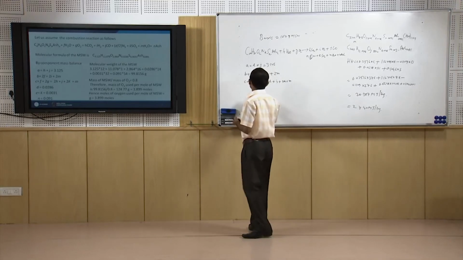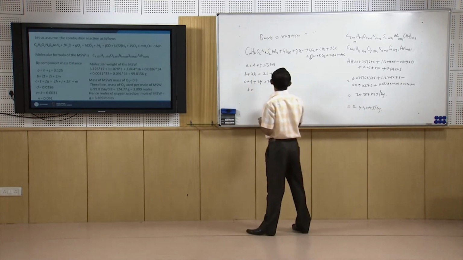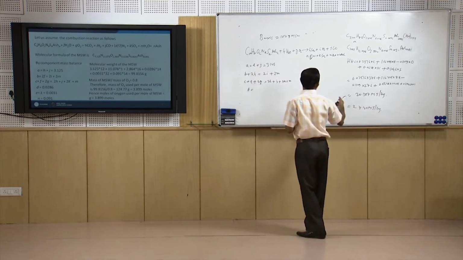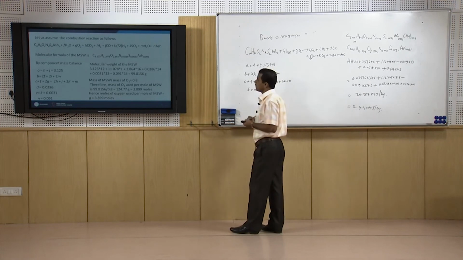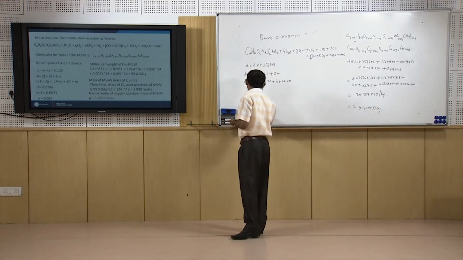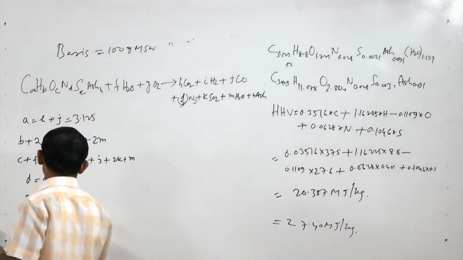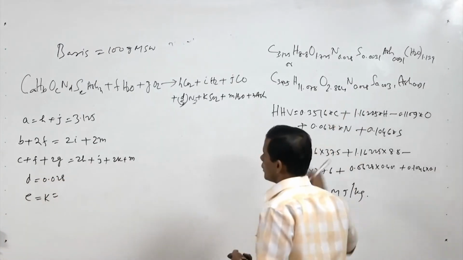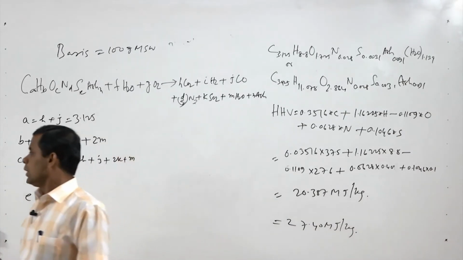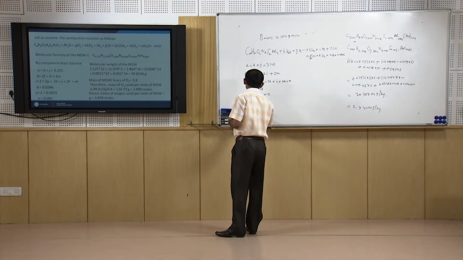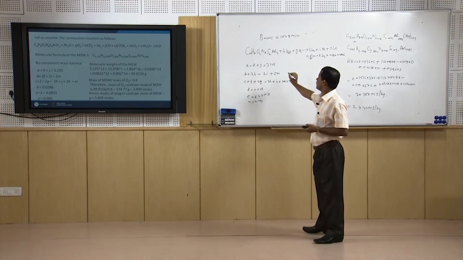Now, from nitrogen balance, d is equal to 0.028. Then from sulfur balance, e is equal to k, and e is equal to 0.0031. Now n is equal to 0.091. Now we have got these values and some relationships.